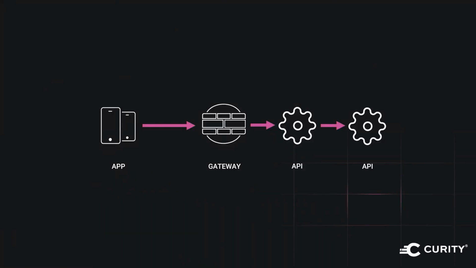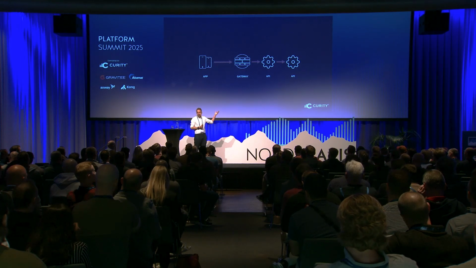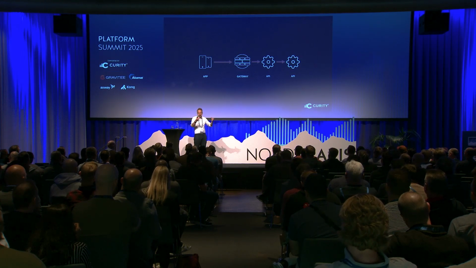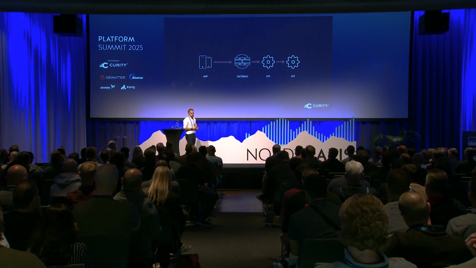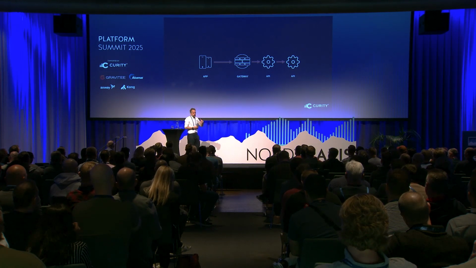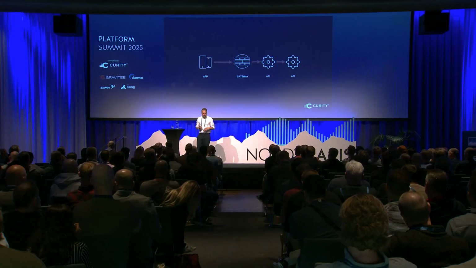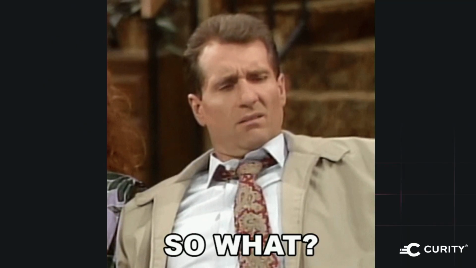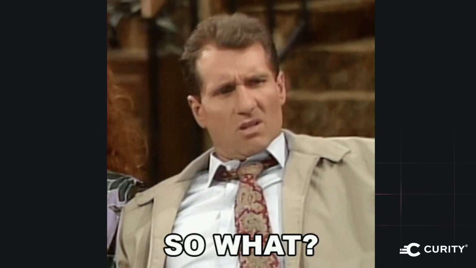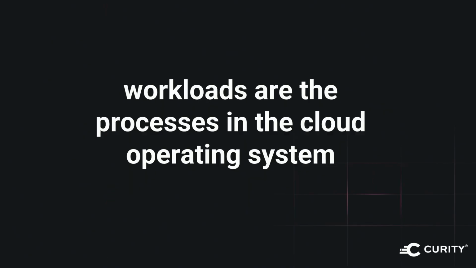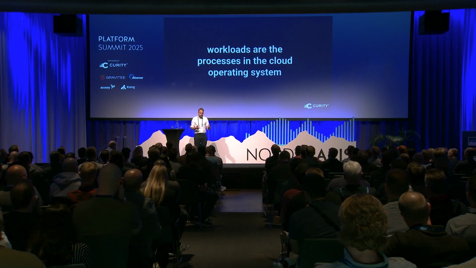So this picture doesn't really change, but the fact changes a little bit, that when we run our APIs, we run them then in workloads. That's the container around the container, if you will. And the gateway could run in a workload, the API could run in a workload, everything can run in workloads, the back end of your website, and so on. So what, right? It's just tech. But it's an interesting detail, because workloads are the processes of the cloud operating system, and we should think of them as such, and we should be aware of them.